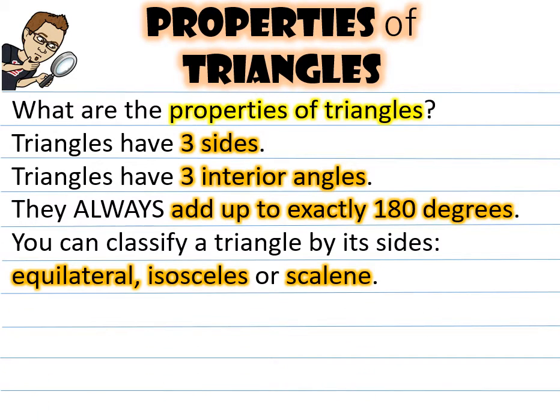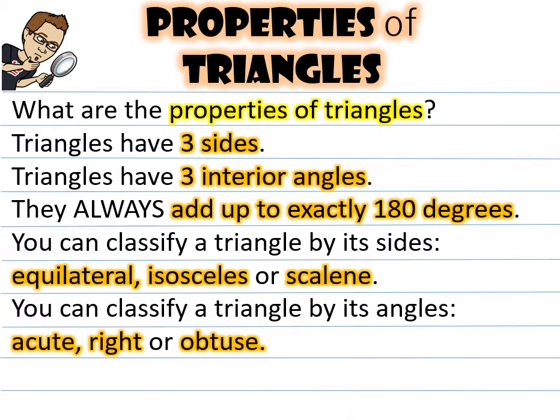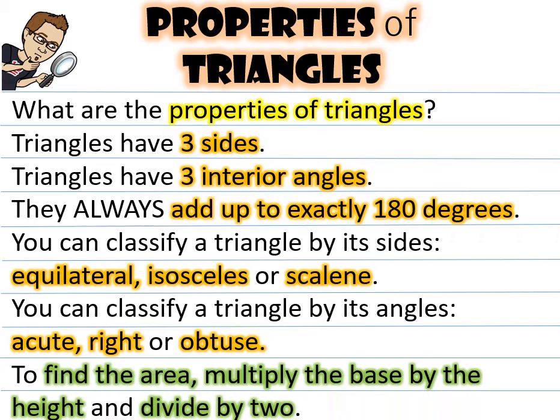You can classify a triangle by its sides. You can call it an equilateral, isosceles, or scalene triangle. You can classify a triangle by its angles as well, acute, right, or obtuse triangle. And to find the area, remember to multiply the base times the height and divide by 2.